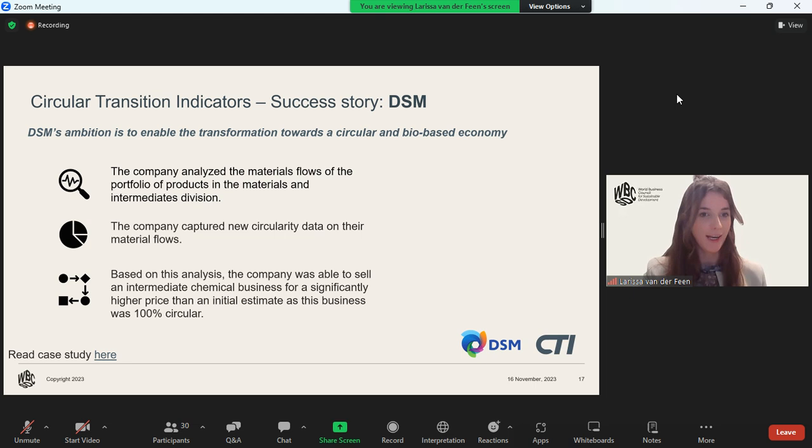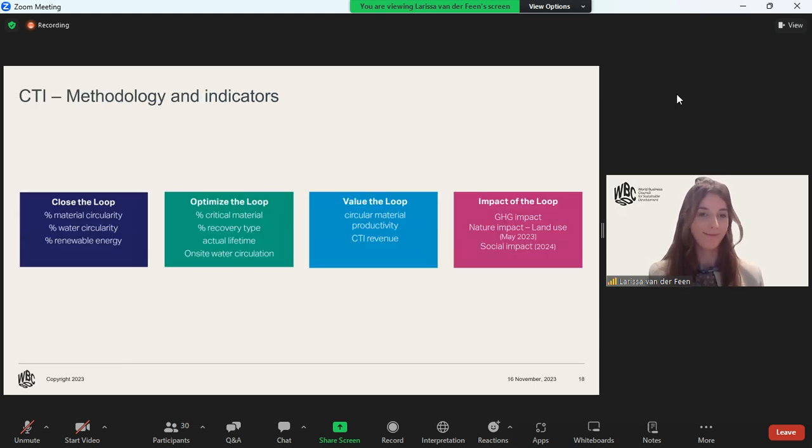So that is the case study. I've showed you one indicator from this whole methodology, the first one, closing the loop on the percentage of material circularity. But this methodology also includes indicators on closing loops on water, on closing loops on energy, but also on optimizing loops. And that means, for instance, reducing the amount of critical materials, because we know some materials are more likely to run out in the future than others. We look at optimizing the lifetime of products, for instance.